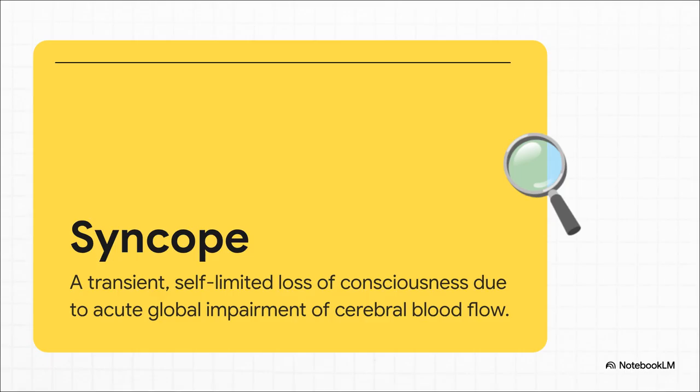Syncope is, at its core, a blood flow problem. And it's not just any blood flow problem, it's affecting the entire brain all at once. This isn't a seizure, which is an electrical problem, or low blood sugar, which is metabolic. Nope. This is a temporary, global drop in perfusion. If you can remember that, you're already way ahead of the game.